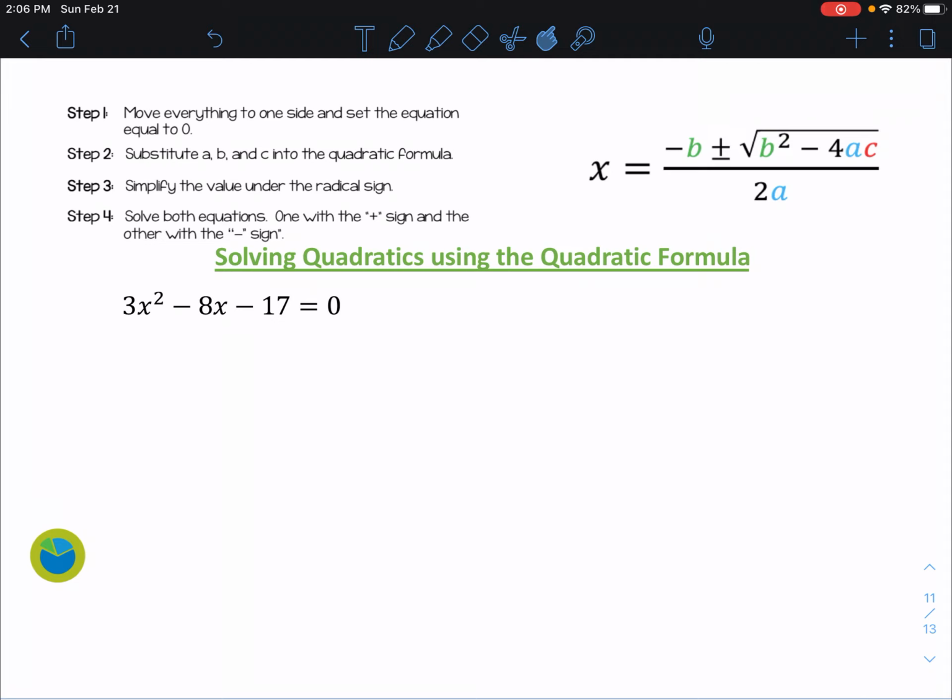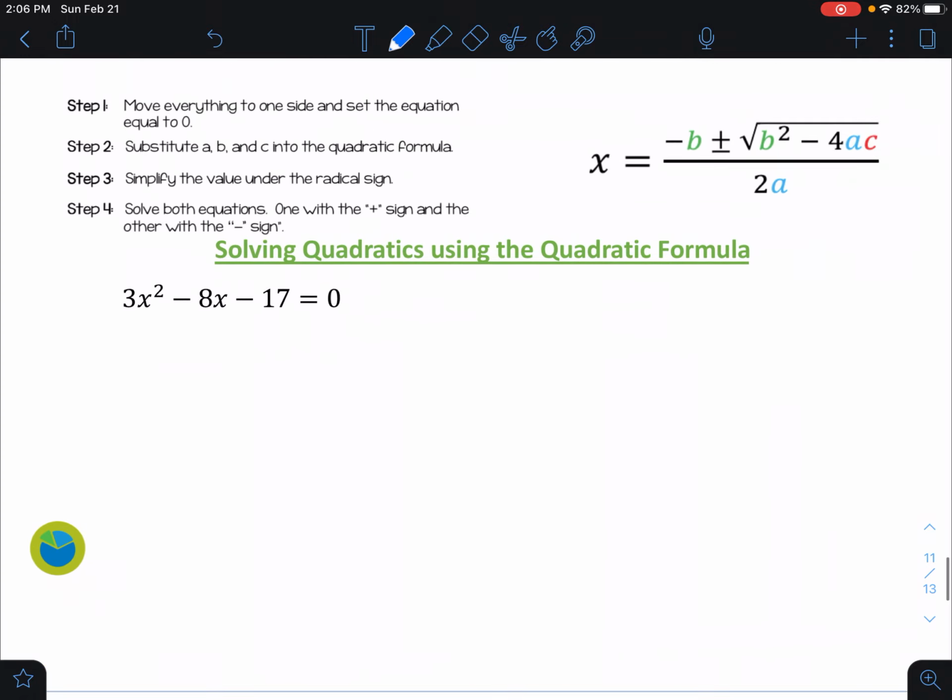I've got this. I want to move everything to one side. Oh, nice, it already is. I've already got a 0 here. It's in standard form. We're good. So now I'm just going to follow my quadratic formula. So x equals opposite of b. Okay, so this is going to be positive 8. Now, if this was positive, then you would write negative, right? So just make sure you're watching that.